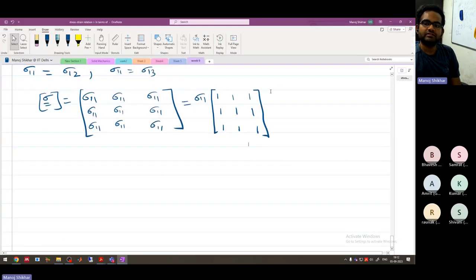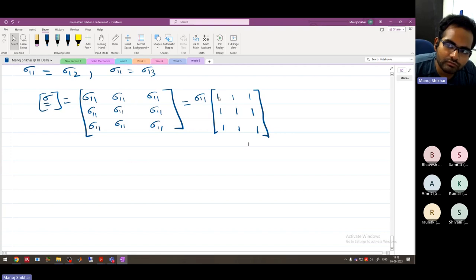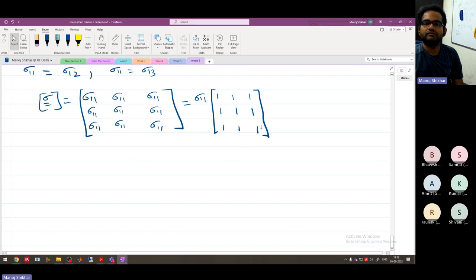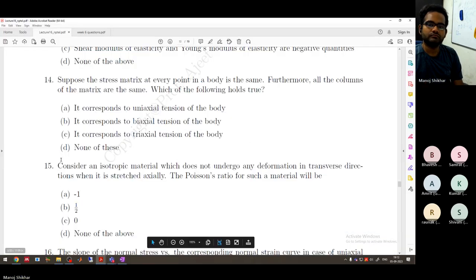For the case of biaxial tension, we will have the first and second, sigma 1, basically the first row, first column, second row, second column, and all others will be 0. And for triaxial loading, we have first, second, and third, and all others are 0. So the answer is D. None of these.